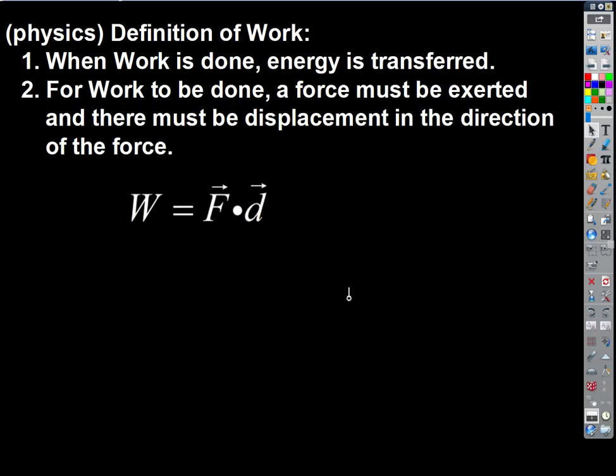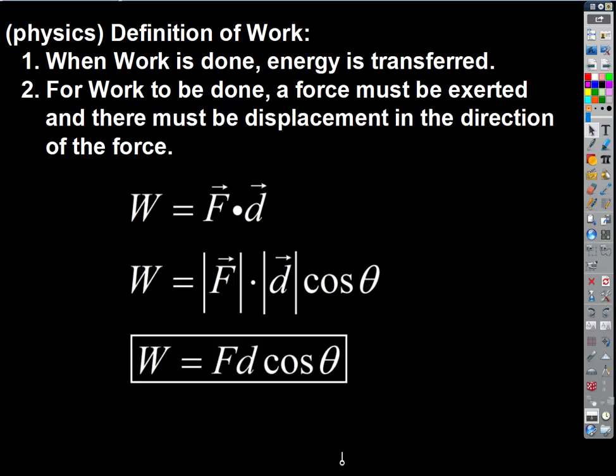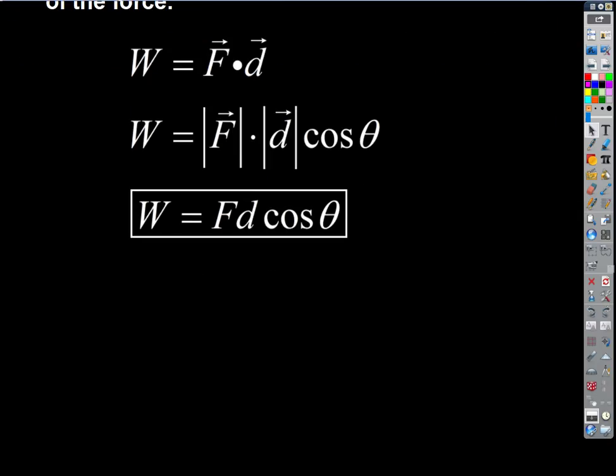Okay, so we're going to practice this today. It might look something like that, right? The absolute value indicates a magnitude. The magnitude of F times the magnitude of D times cosine theta, which is most easily written like that. So it's force and displacement. Probably for us, a better way to write this might just be like this.